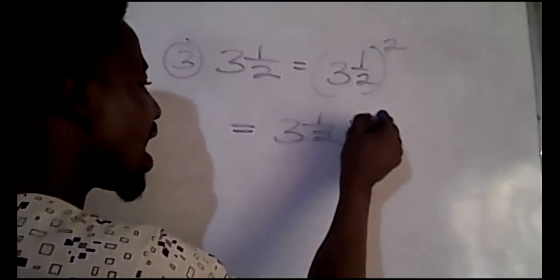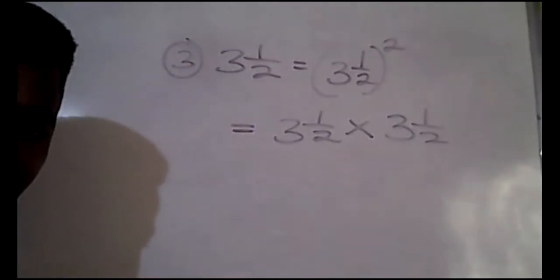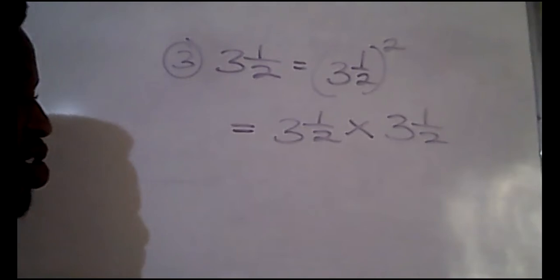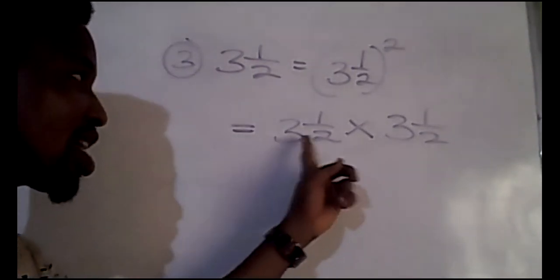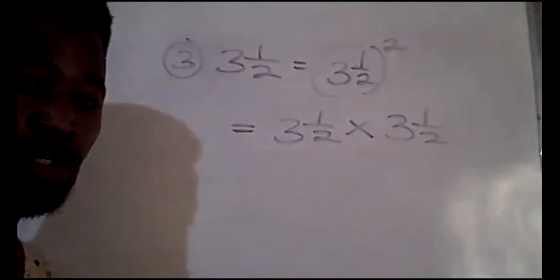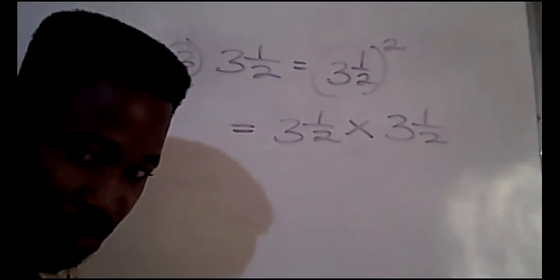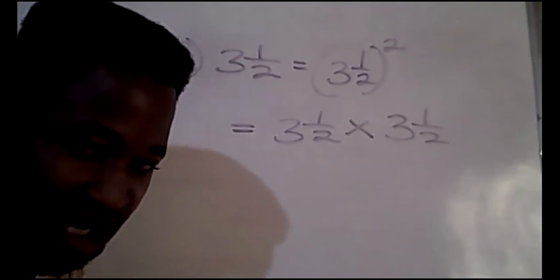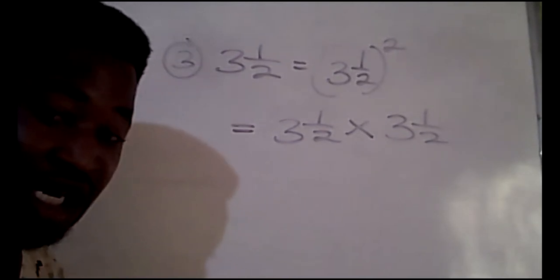3.5 times 3.5. Okay? Now, how do you do this? Change each of the fractions to improper fractions. This is a mixed fraction, so change them to improper fractions. And that brings another question again. What is an improper fraction? Or what kind of fraction do we call improper fraction?